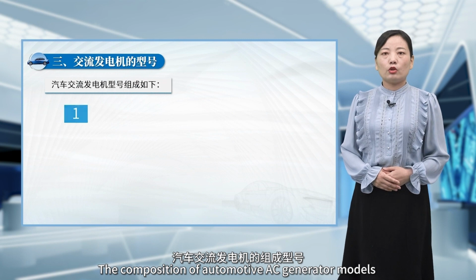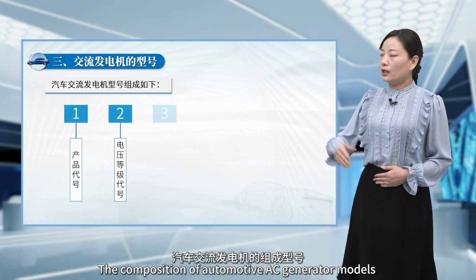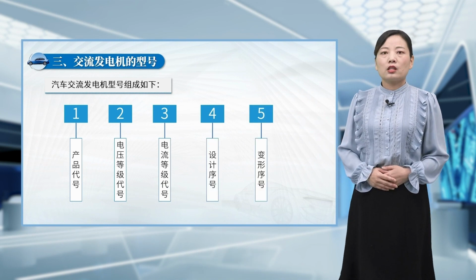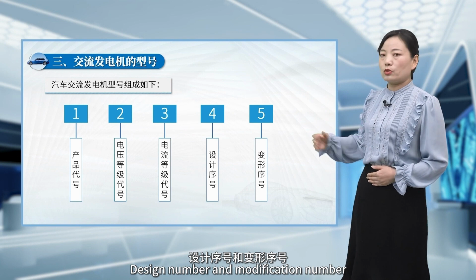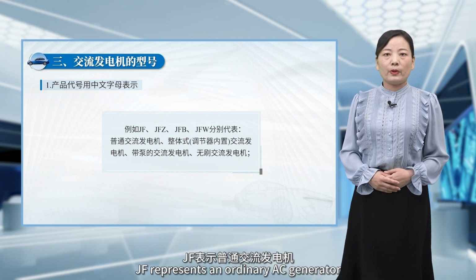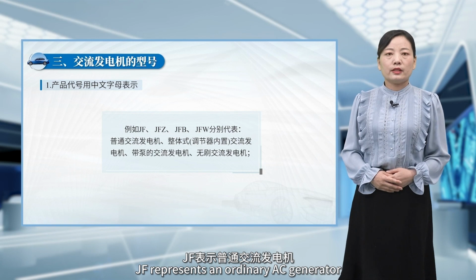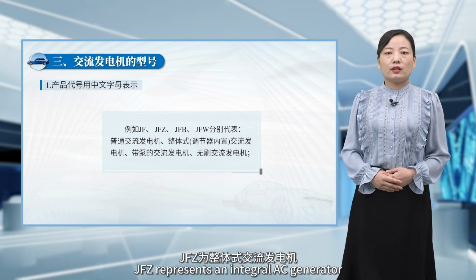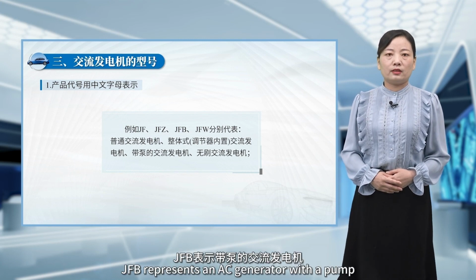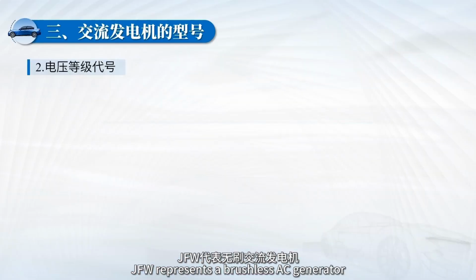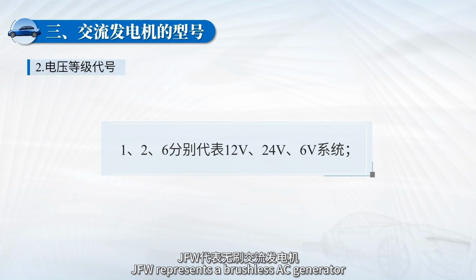The composition of automotive AC generator models is as follows: product code, voltage level code, current level code, design number and modification number. The product code is represented by Chinese letters. For example, JF represents an ordinary AC generator. JFC represents an integral AC generator. JFB represents an AC generator with a pump. JFW represents a brushless AC generator.